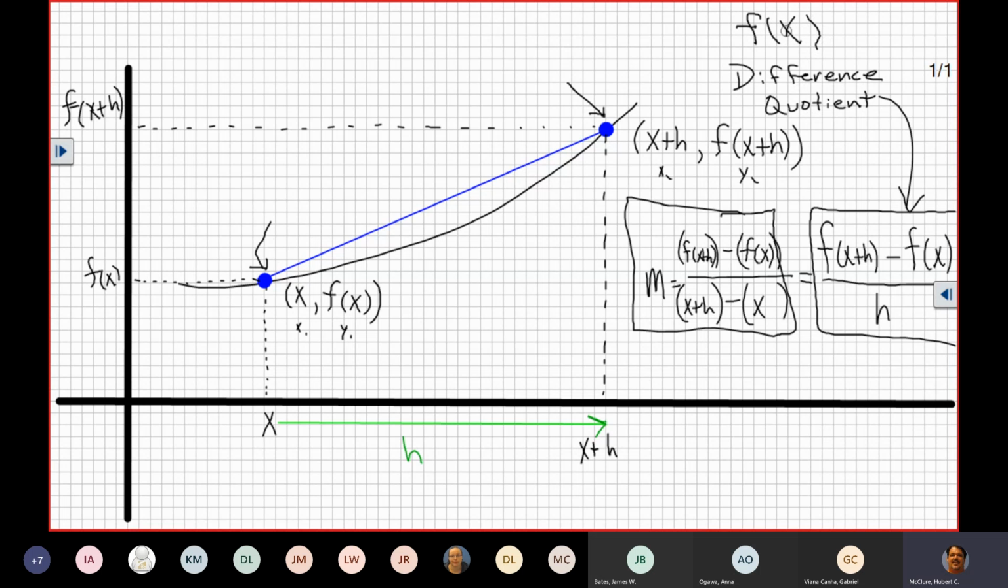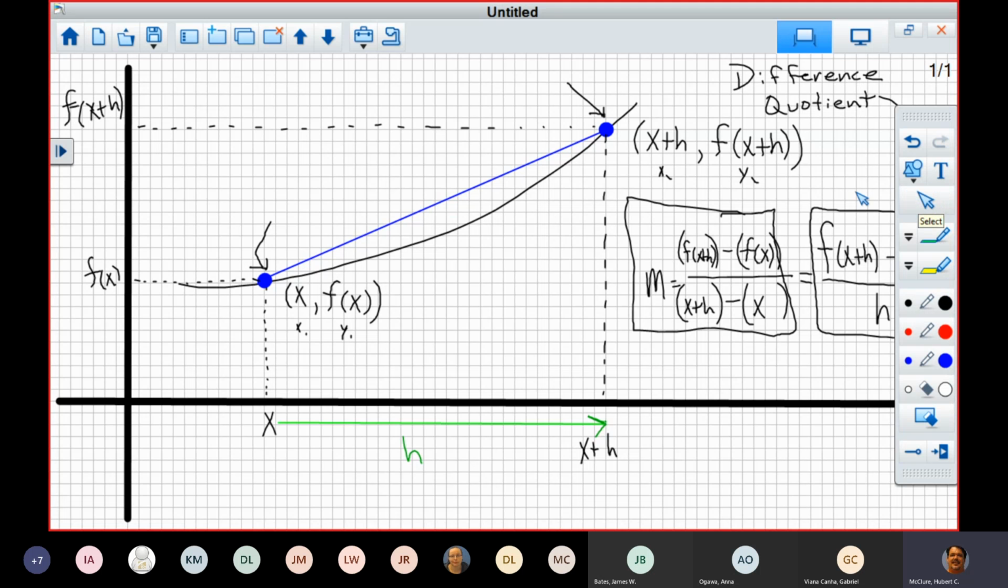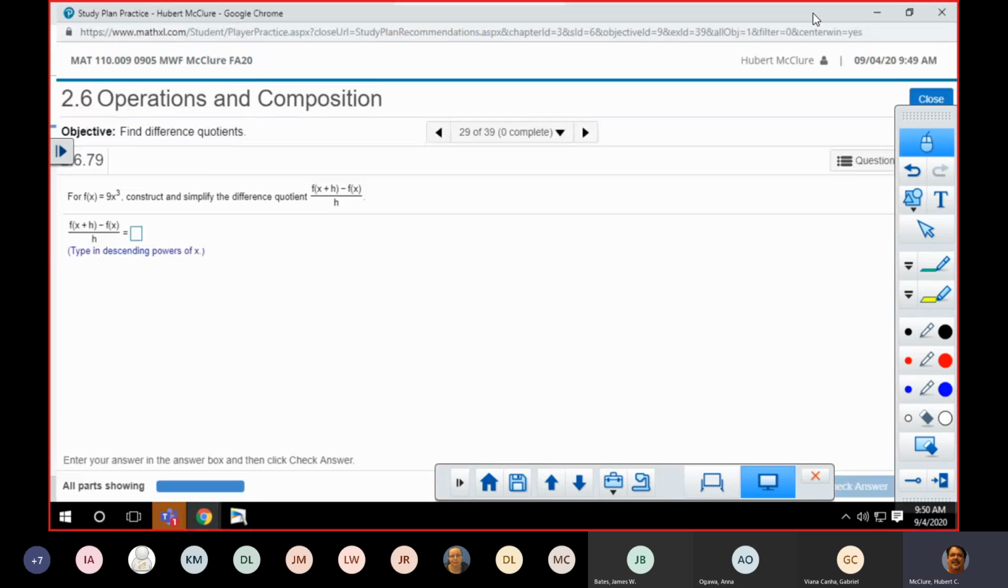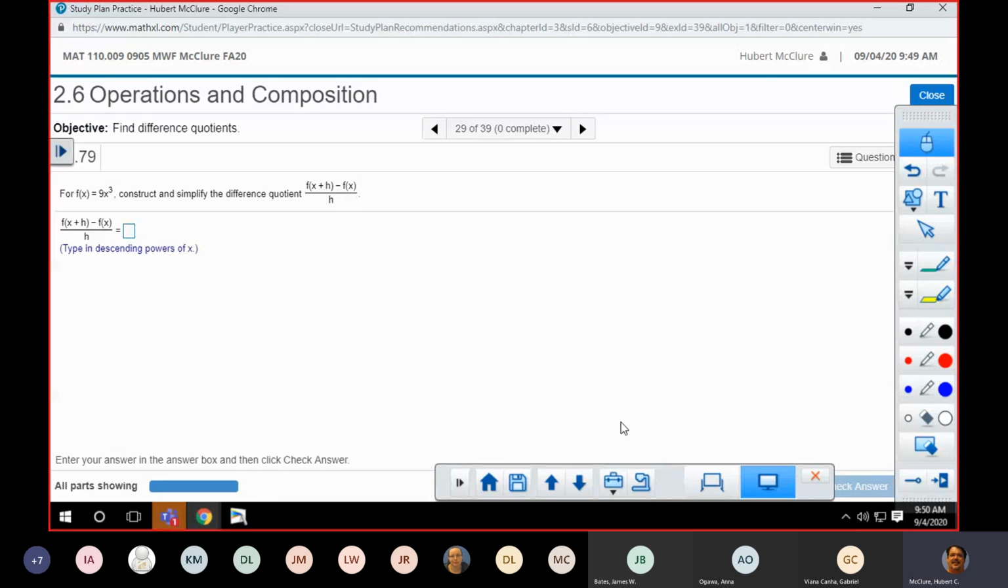Can't write with my mouse. Okay? So that's the difference between the two. This way, the old way, you're given 2 points. This way, the new way, you're given a function. So let's go back to the question at hand. All right, write the question down. And they're wanting you to plug and chug into the difference quotient. So I'm going to let you write it down first.